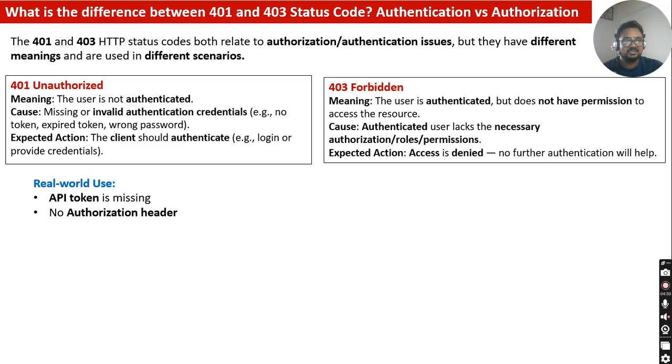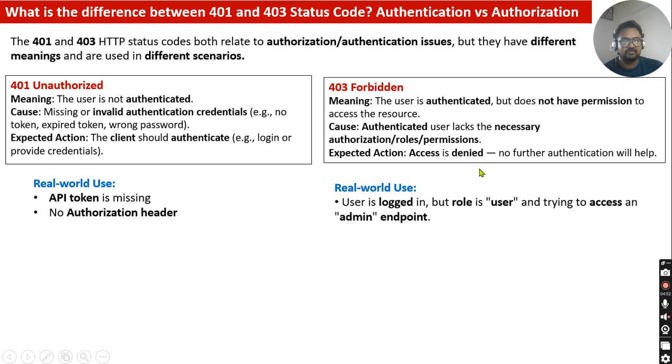This means access is denied. Sometimes you will also see "access is denied." For that you require proper permissions and the proper role to access those specific things. The cause is that the authenticated user lacks the necessary authorization, roles or permissions to access the resource. A real-world example: the user is logged in but is trying to access the admin endpoint. At that time, it will receive a 403 Forbidden. You have a valid token, but you are trying to access a resource which is not allowed for that specific API token or API key.